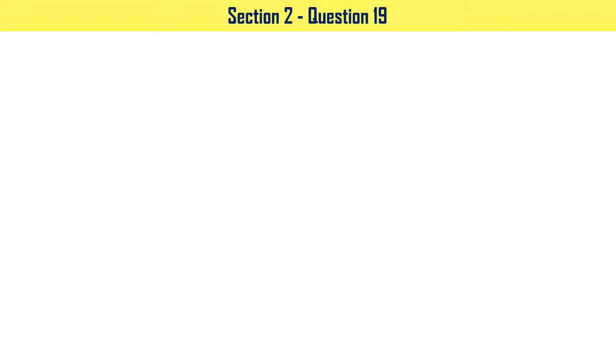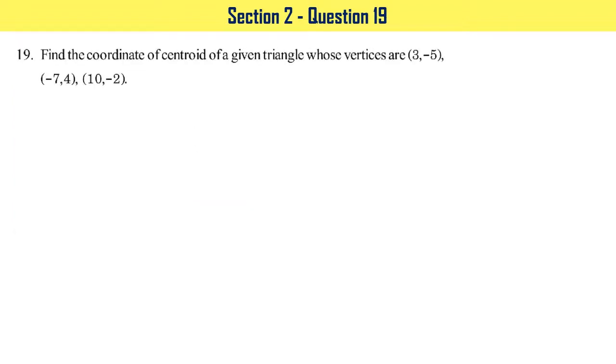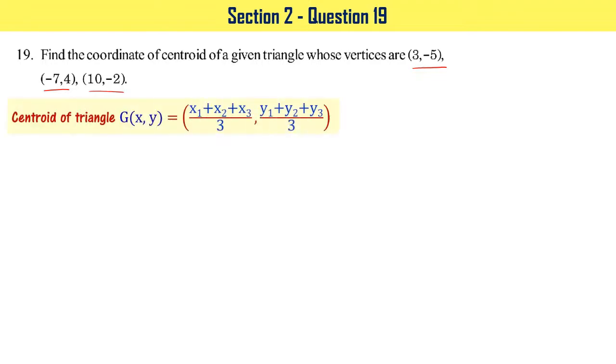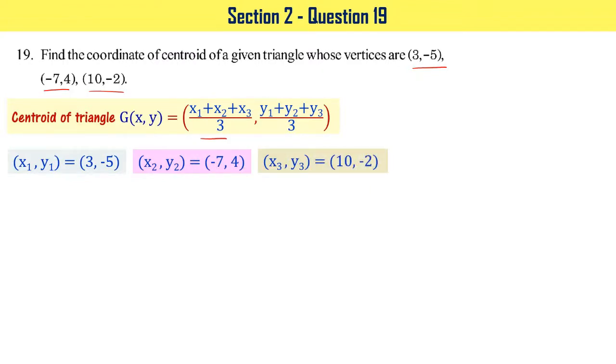Let's go to the next question, that is question number 19. Find the coordinate of centroid of a given triangle whose vertices are 3, minus 5, minus 7, 4 and 10, minus 2. Centroid of a triangle is defined as x1 plus x2 plus x3 divided by 3, comma y1 plus y2 plus y3 divided by 3. Let's say that x1 comma y1 is 3 comma minus 5, x2 comma y2 equal to minus 7 comma 4, and x3 comma y3 equal to 10 comma minus 2.